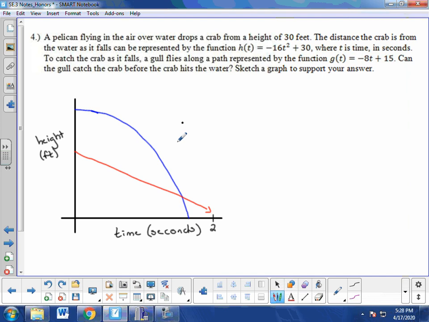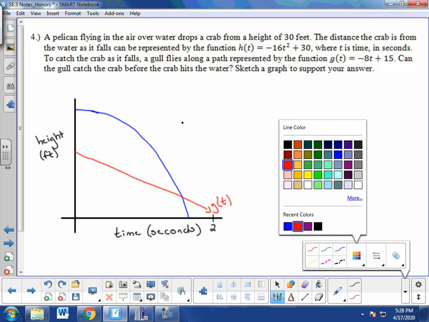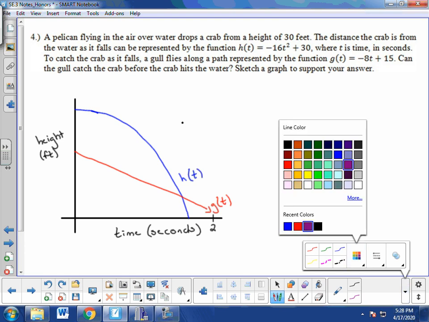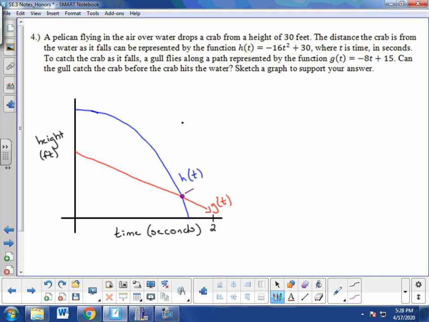So the height of the goal is represented by g of t, and the height of the crab is represented by h of t. We don't know for sure if the goal is on path to catch the crab, but we do know that it's going to intersect the height of the crab before it hits the water. It didn't ask us at what time or at what height. It just says can it intersect, and we could say yes.